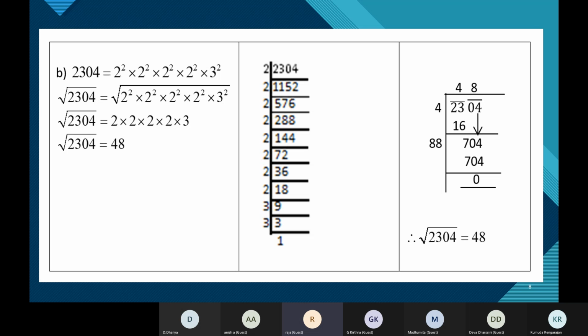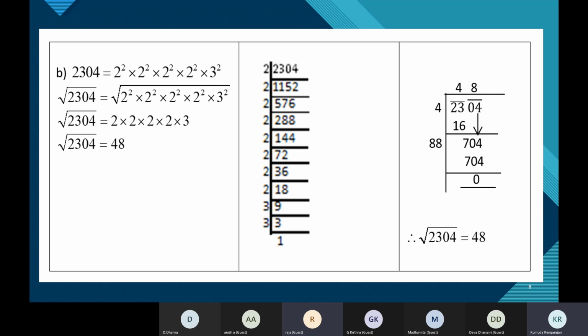Ma'am, we have the number 2304. So we are making it as groups from right to left. So 04 is one group and 23 is another group. They're also called periods. 04 is one period and 23 is the other period. So we need to divide. First, we have to take up 23, right?